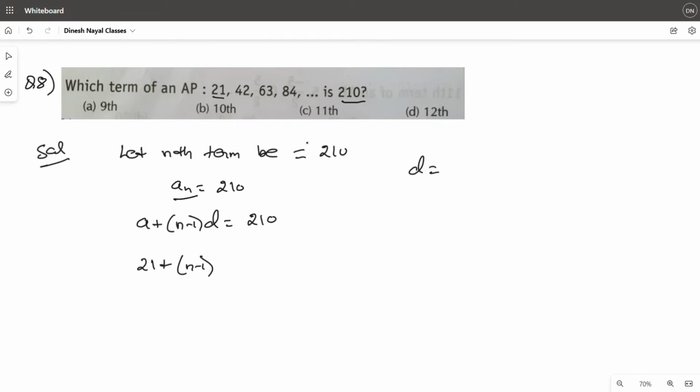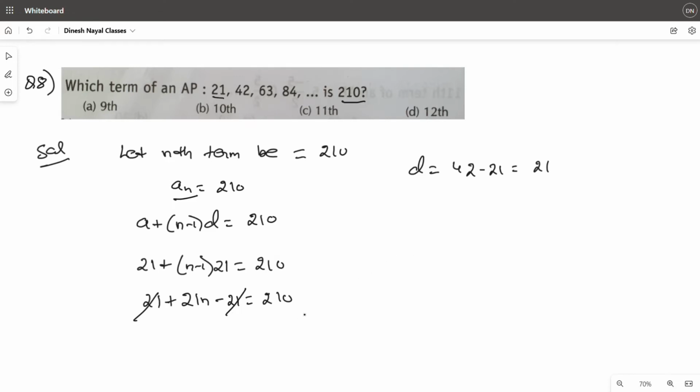To find d, the common difference, that will be 42 minus 21, that equals 21. So the value of d is 21. Writing here, 21 times (n minus 1) equals 210. Now expanding the bracket, 21 plus 21n minus 21 equals 210. Now see, plus 21 and minus 21 cancel, so 21n equals 210.